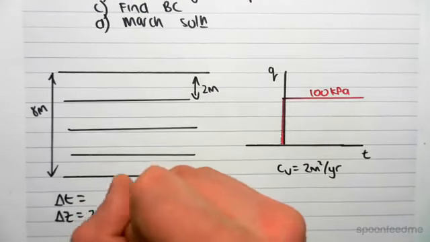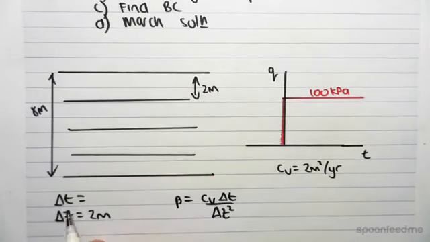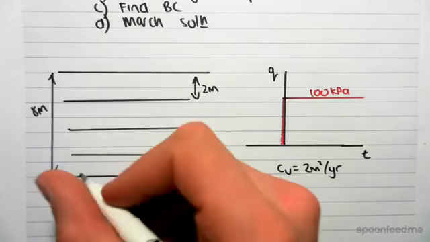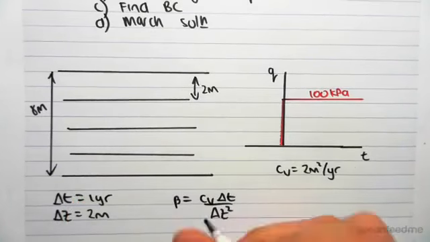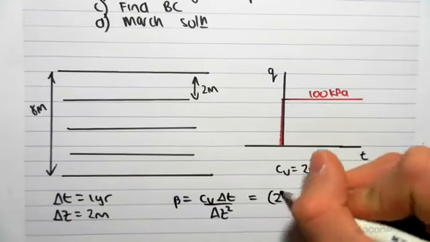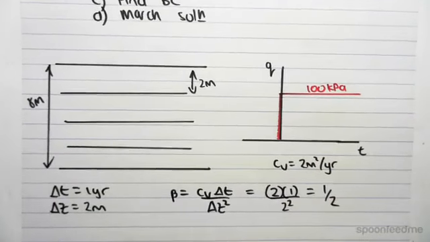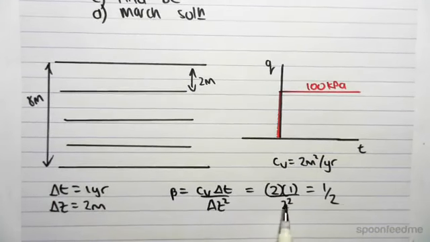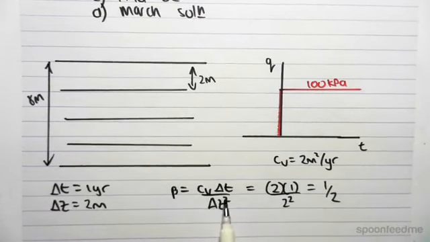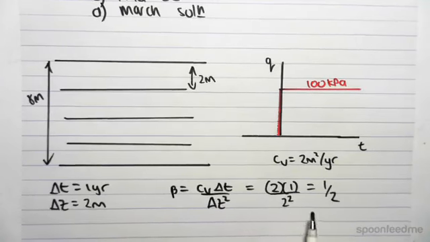So a change in Z might be 2 meters, which means that a change in time to make this equal 1/2 would be 1 year. So if we were to work this out, we would get 2 by 1 on 2 squared, which would be 1/2. So you guys would just have to play around with the values to get beta equals 1/2. Sometimes in a question they might specify a change in time or a change in Z, and then you're going to have to work out the other value. But for this one we can just make it all up.